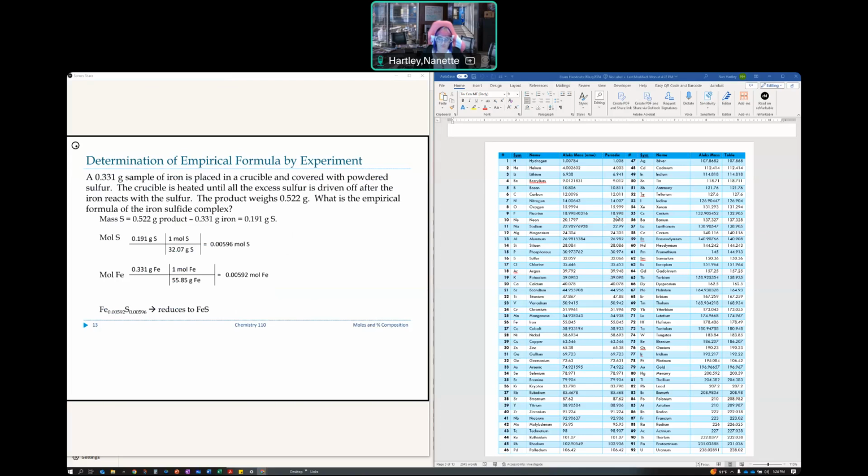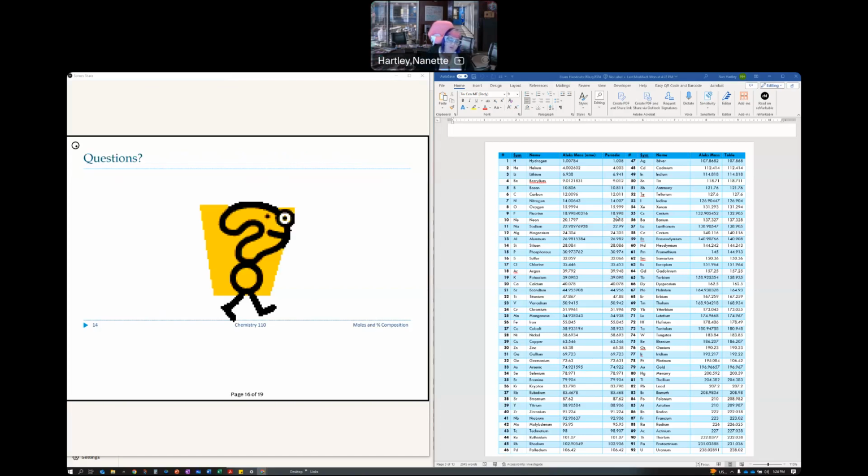Cool with that. The big key there is remembering that the additional mass is the sulfur that we added to the compound. So that final product has the iron that we started with and the sulfur that we added. So the difference between the two is the sulfur that we added. So that's what we need to remember there, is how we get that mass that was added. Okay? Questions about that one?